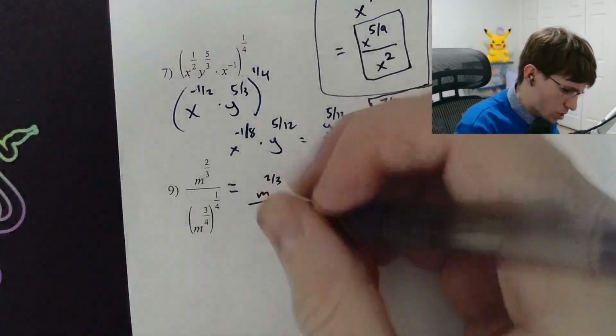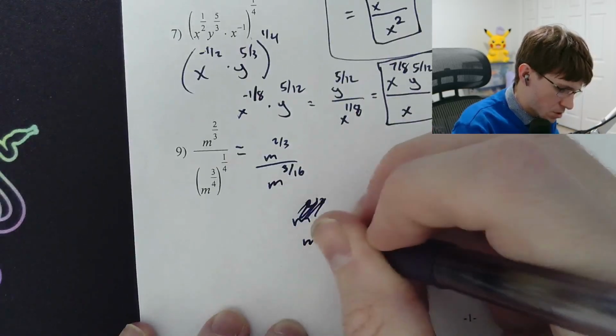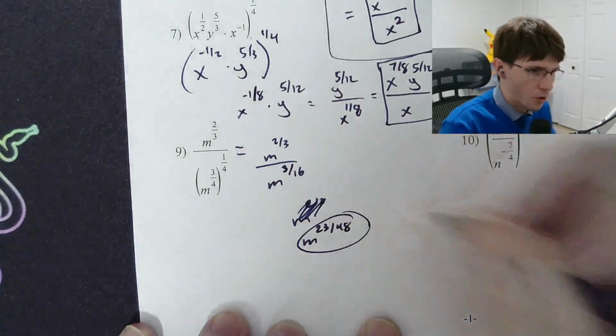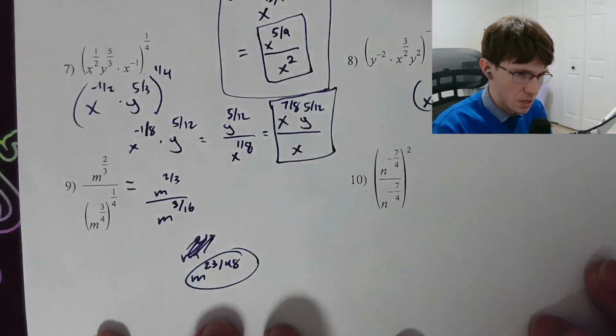43/48. Oh yeah, or 23/48. What a beautiful answer. Oh my gosh, can't even write. M to the 23 divided by 48. Okay, sure. Yeah, everyone likes answers like that.